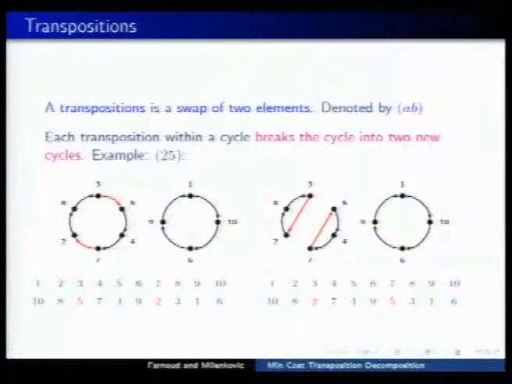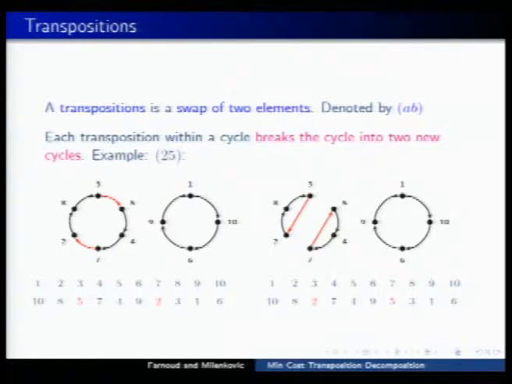Transposition is basically swapping two elements in a permutation. So for example, here you see 3 goes to 5 and 7 goes to 2. You transpose 2 and 5, then 3 goes to 2, 7 goes to 5. From just this example, you can see that if you transpose elements from within one cycle, you're going to break that cycle into 2 cycles.